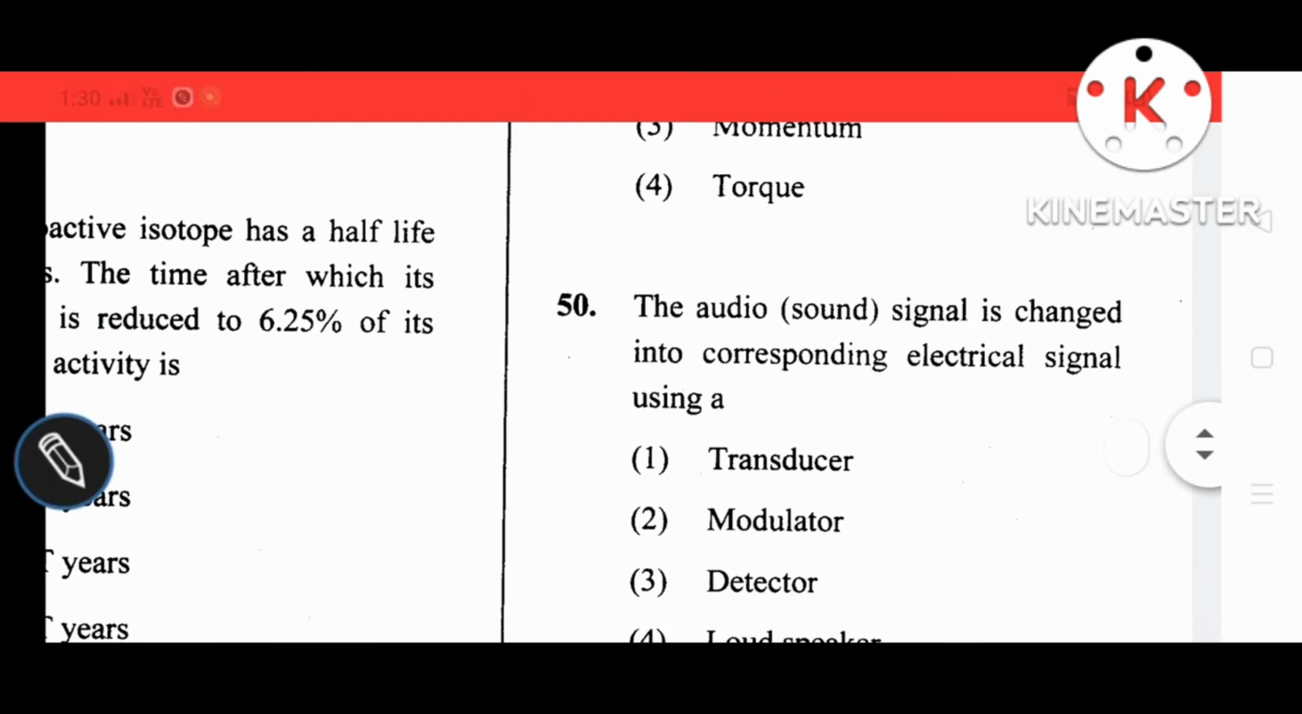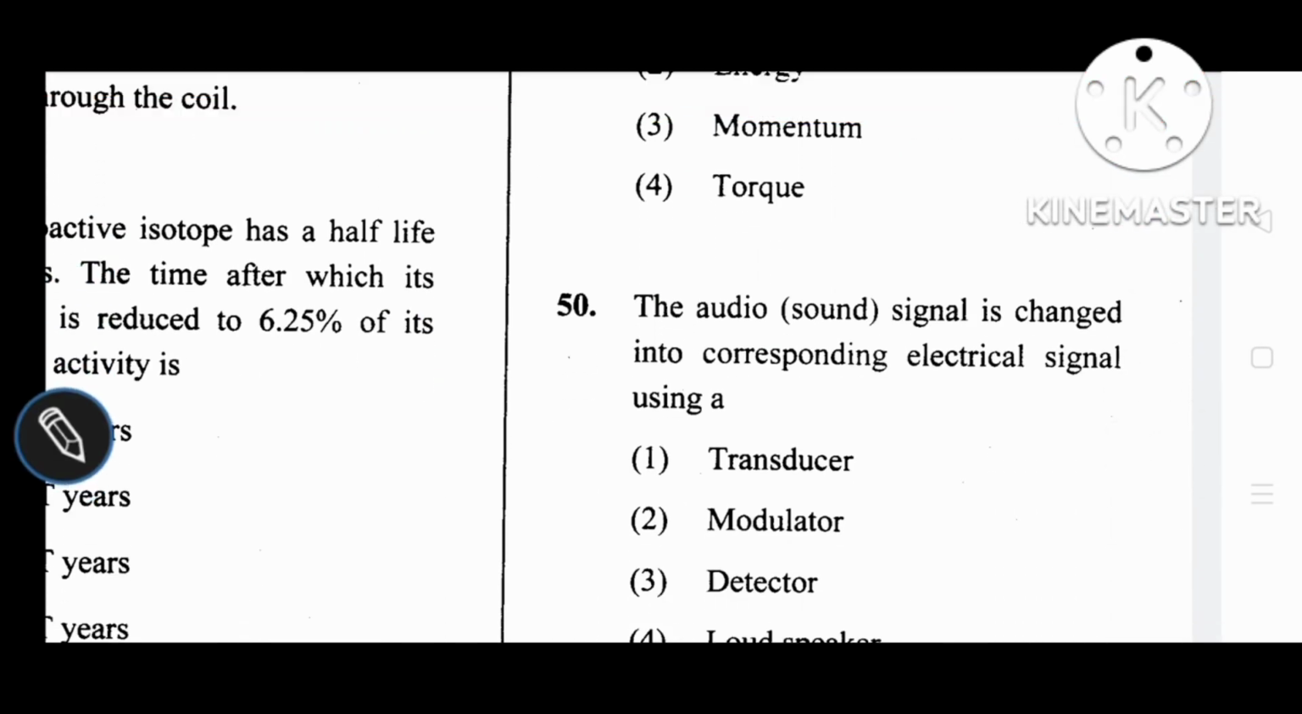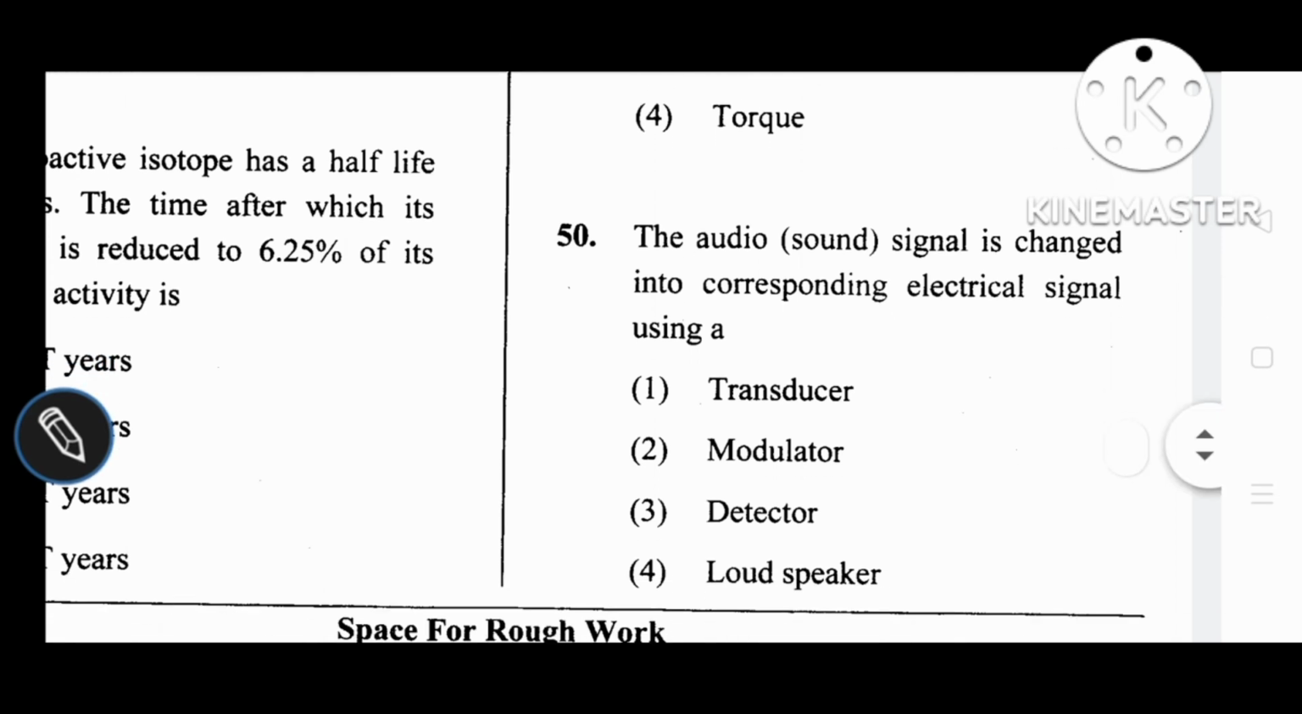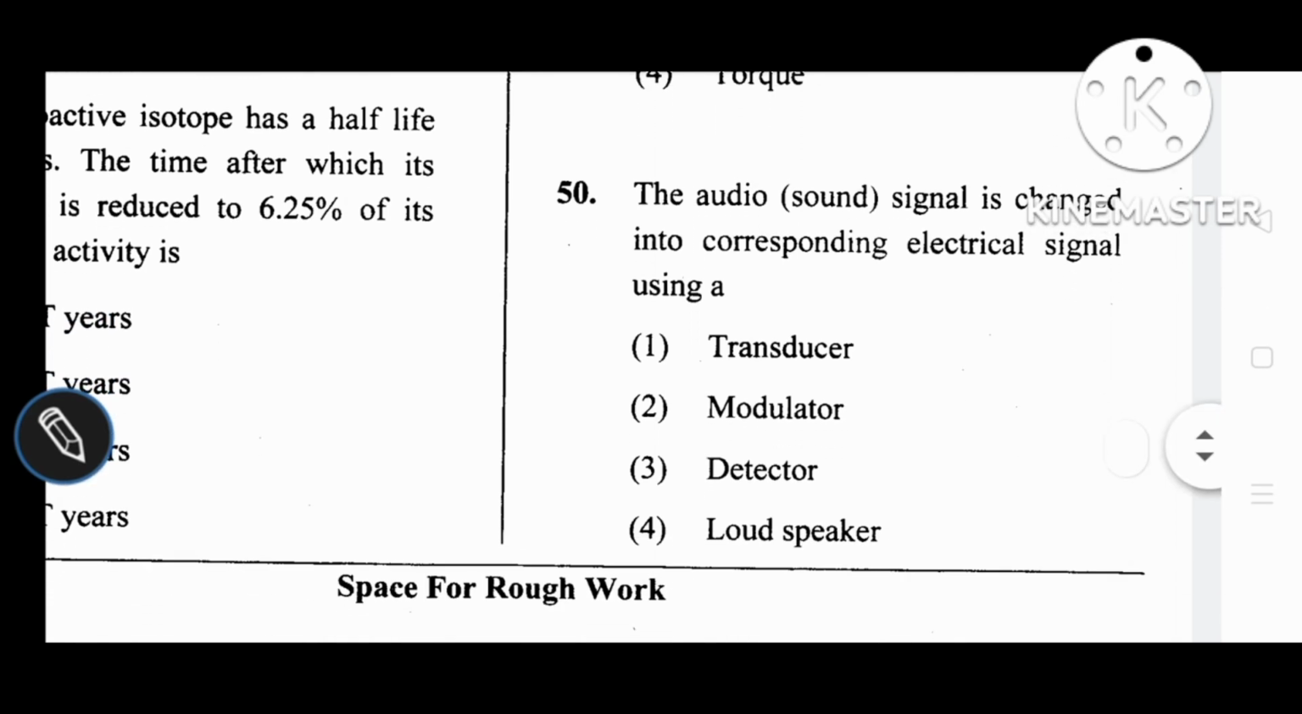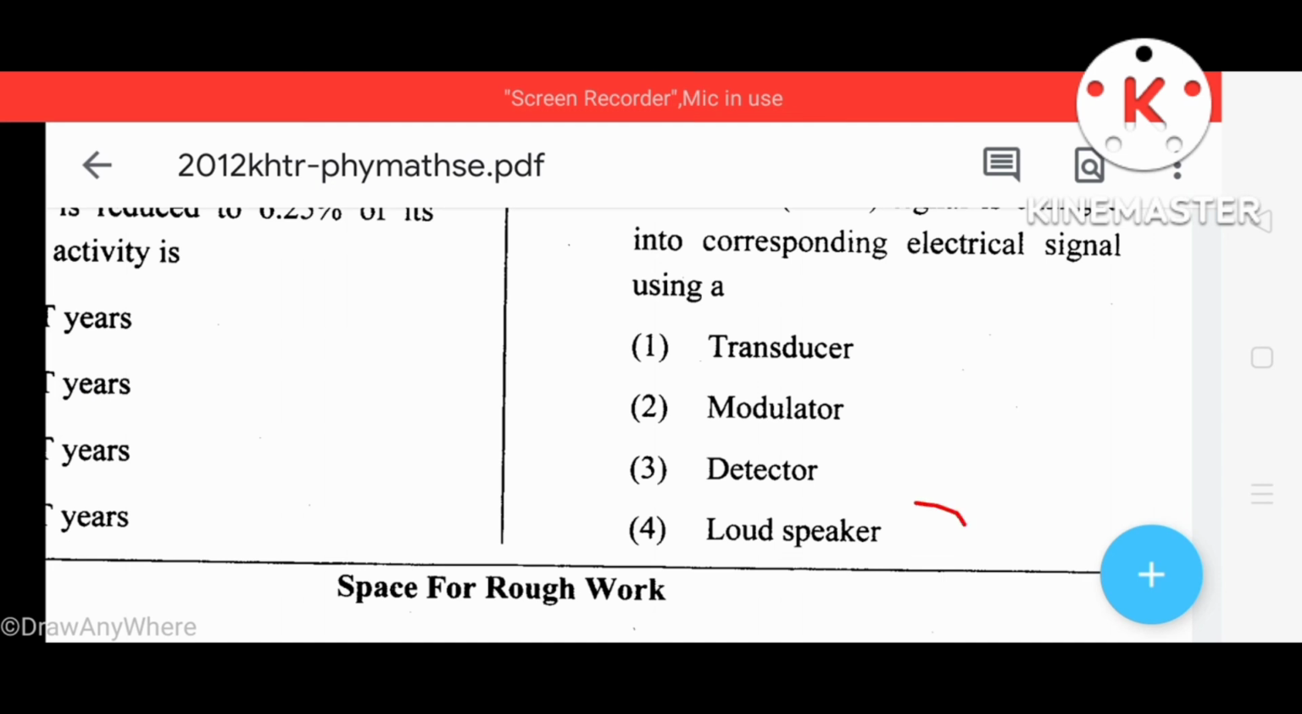Next, the last question. The audio signal is changed into the corresponding electrical signal using a, okay, so it is converted into electrical signal using the loudspeaker here. So the fourth one will be the right answer for this one. So these are the 50 questions of physics asked in the 2012 Hstr PM method paper. Remaining 50 are of maths. So this completes the physics solutions here.